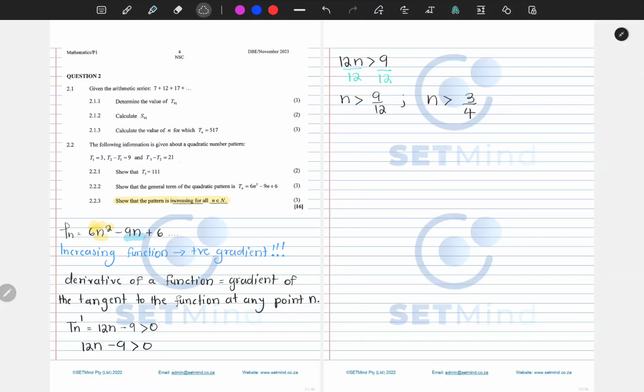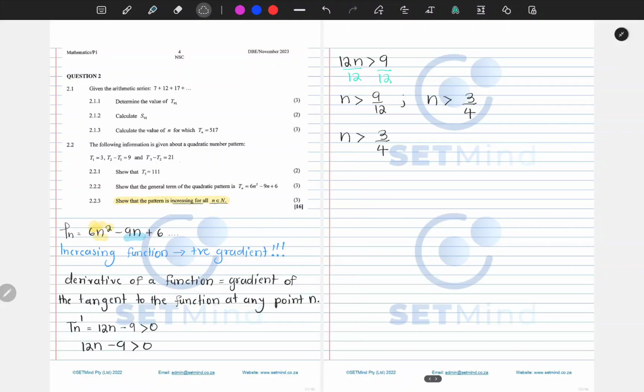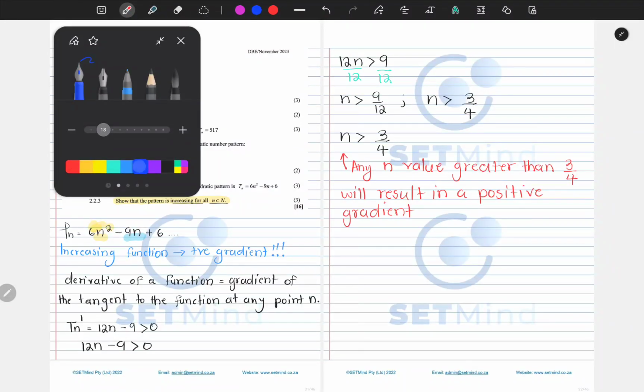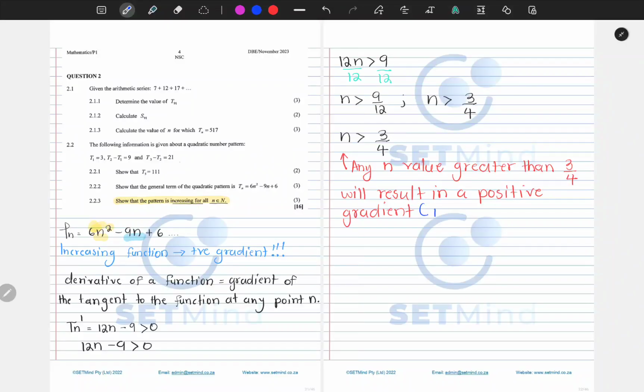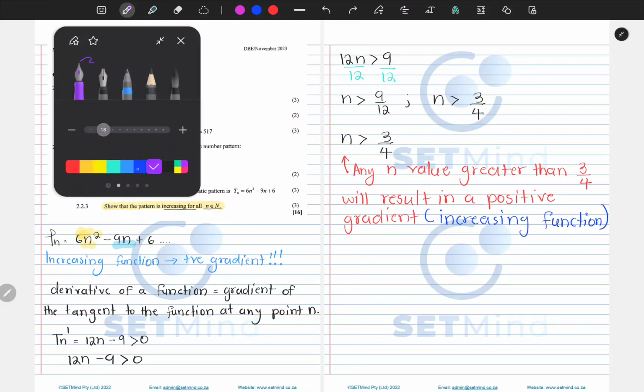So what does this answer mean? What the answer means is that for any n value which is greater than 3 over 4, the gradient is positive. And what a positive gradient means, as we said previously, is that the function is increasing. So any value which is greater than 3 over 4 will result in a positive gradient. But if you look at our question, it is saying as long as n is an element of natural numbers, then that pattern will increase.